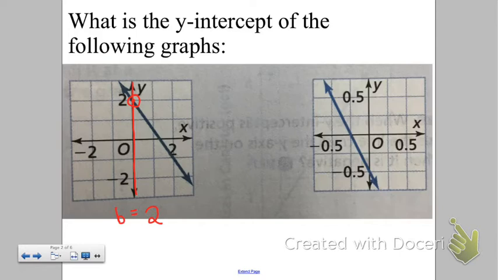For the second problem, I see that my graph crosses my y-axis down here. Our y-intercept is still going to be b equals -5. Even though we went down 2 spaces, we see that our y-intercept is at -5. So b equals -0.5.